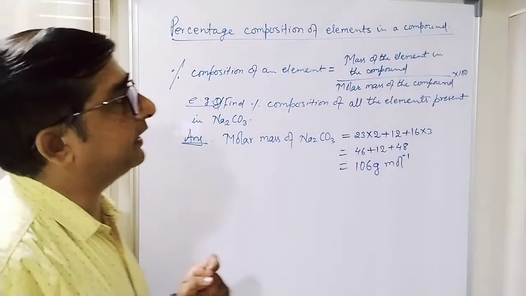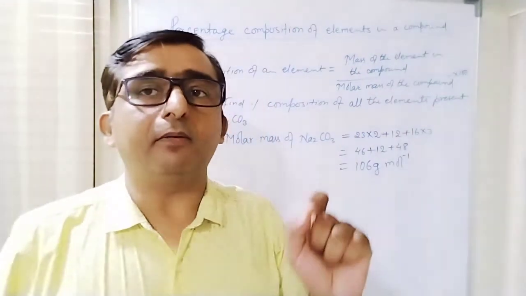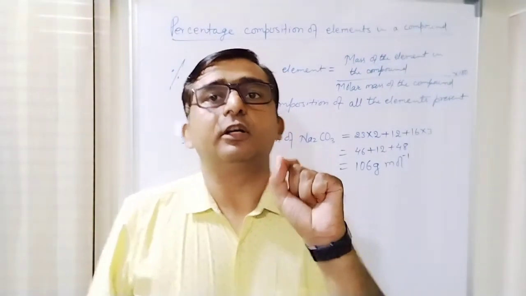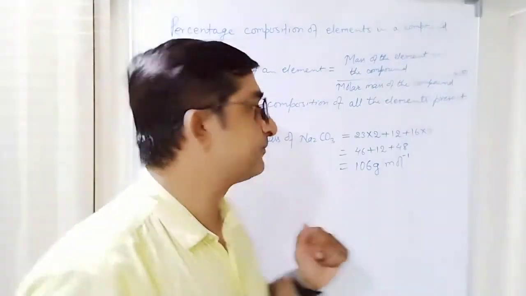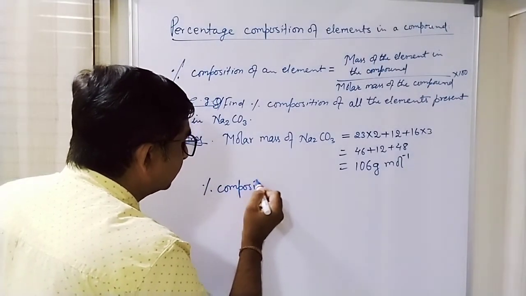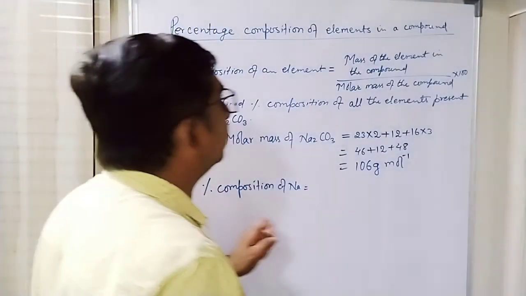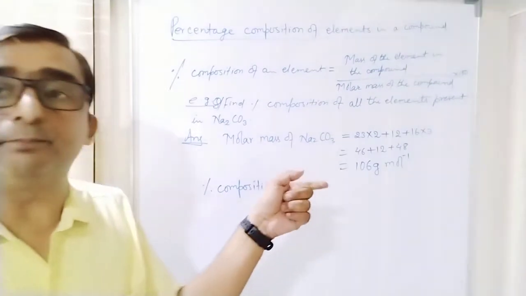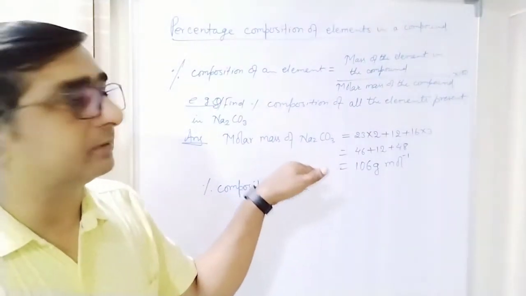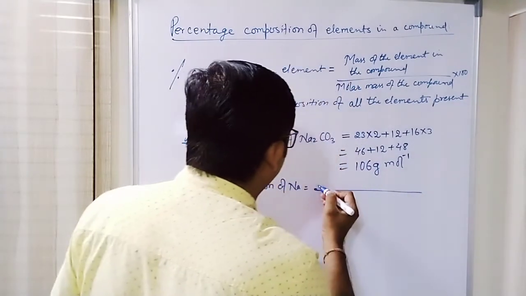Now we have to find out the percentage composition of each element. One by one we'll find it for sodium, then for carbon, then for oxygen. So the percentage composition of sodium will be equal to the mass of sodium in the compound upon the molar mass of sodium carbonate into 100. I am writing the formula for this element.